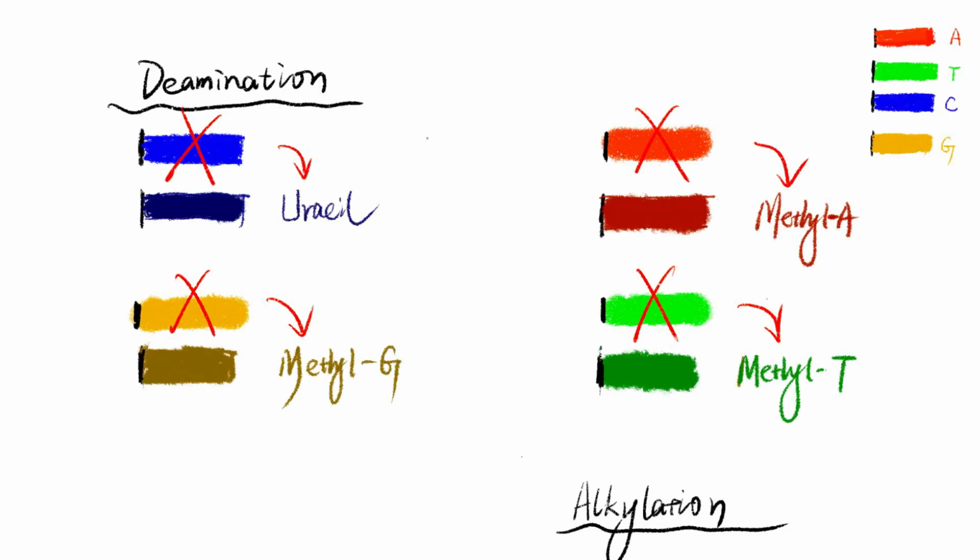Various processes, like deamination and alkylation, can mess with the structure and cause problems during replication. Deamination of cytosine will generate a uracil. Alkylation will result in methylcytosine and methylguanine. These mutations weaken the DNA structure and cause mismatches during replication.